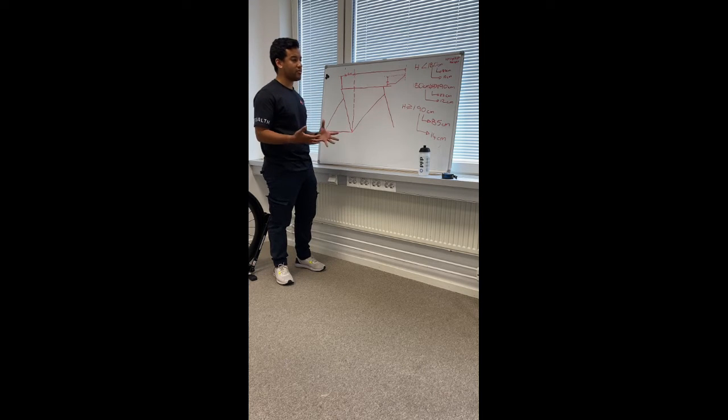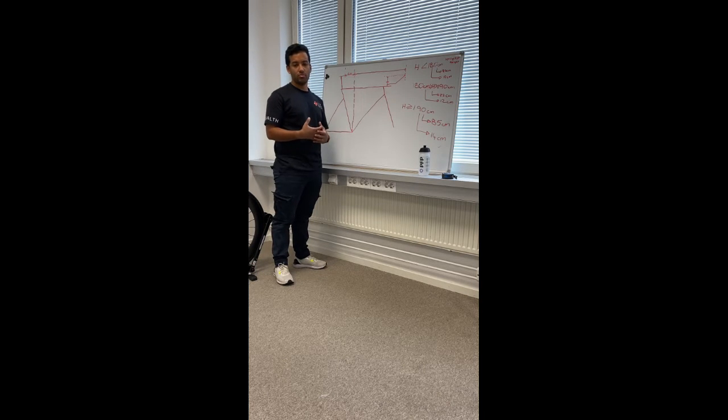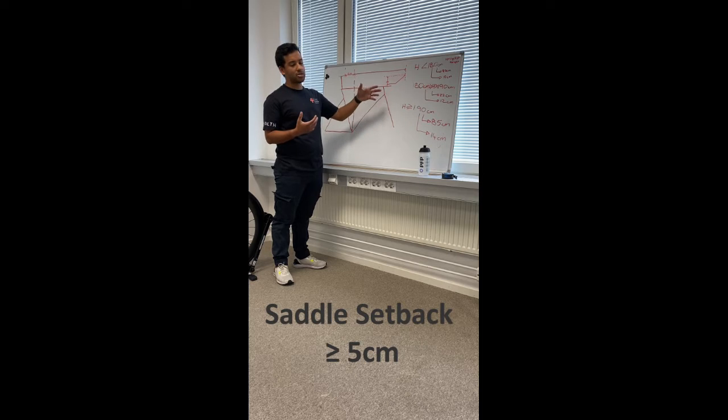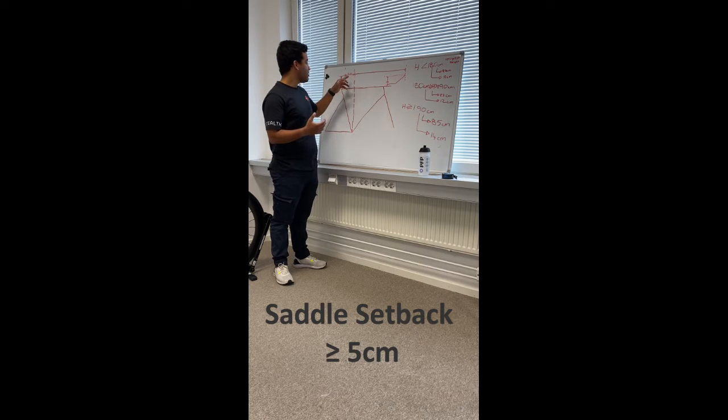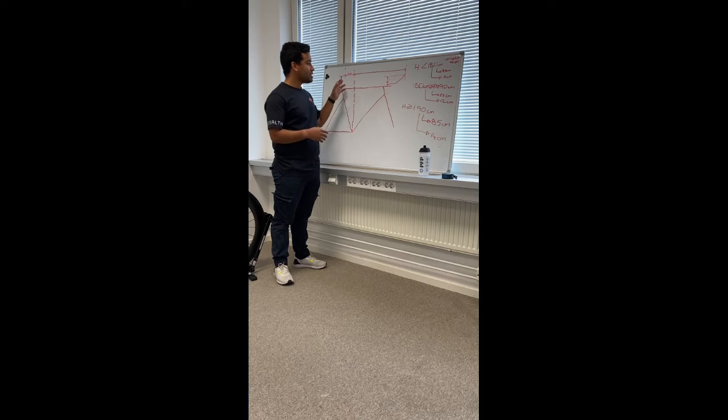Before we go into the nitty-gritty of these updates, the first thing to remember is that to get these measurements you need to be 5 centimeters or more behind your bottom bracket. We do have another video where we explain how to interpret the measurements if your saddle setback is less than 5 centimeters behind the bottom bracket.